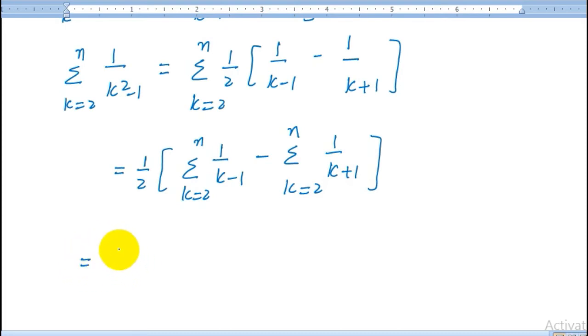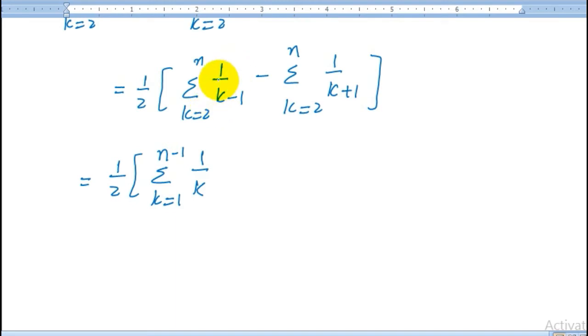This is equal to 1 upon 2. Now summation k starting from 2 to n, 1 upon k minus 1 can be written as summation k starting from 1 to n minus 1, 1 upon k. Now both these series are same. Here k varies from 2 to n, and in this case k varies from 1 to n minus 1, and the general term 1 upon k minus 1 becomes 1 upon k. So both these series are same. The second series remains same, summation k starting from 2 to n, 1 upon k plus 1.